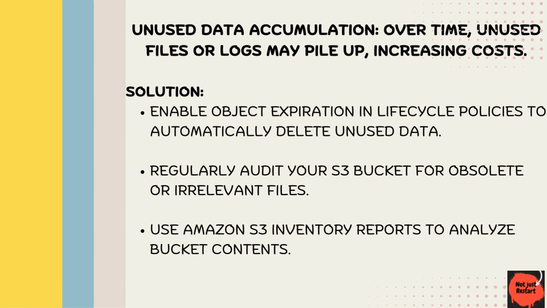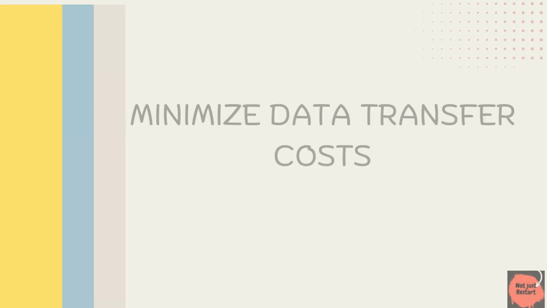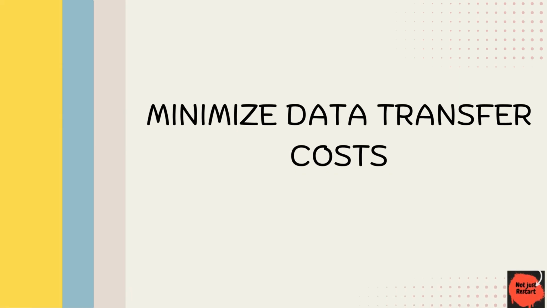Okay, the unused data accumulation. Over time, unused files or logs may pile up and increase the cost. The solution is to enable object expiration in the lifecycle policy to automatically delete unused data. Regularly audit your S3 buckets for obsolete or irrelevant files and use S3 Inventory reports to analyze the bucket contents. You have to minimize the data transfer cost as well. This is also one of the most significant ways to consider. Let's see how you can do it.